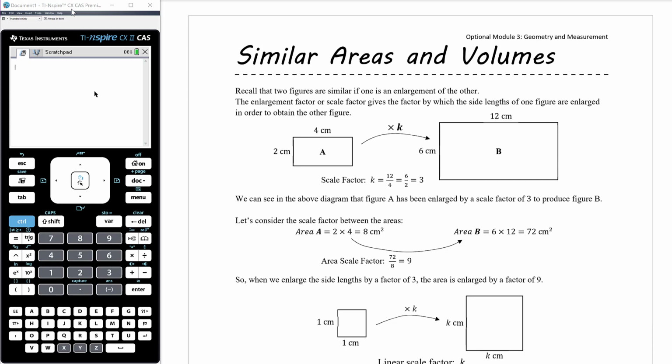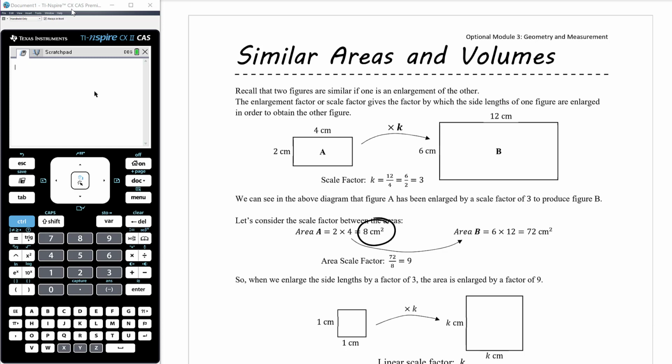So figure A has been enlarged by a scale factor of 3 to produce figure B, and that means the lengths have been multiplied by 3. So let's consider the scale factor between the areas. The area of rectangle A is 2 by 4, which is 8 centimetres squared, and the area of rectangle B is 6 by 12, which is 72 centimetres squared. Now I hope we can all see that 8 to 72 is not a scale factor of 3. Okay, so it's not been tripled. If it had been tripled, area B would be 24. So it's actually a lot bigger than that.